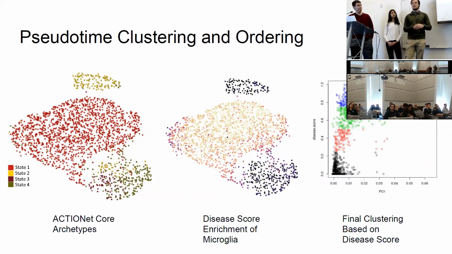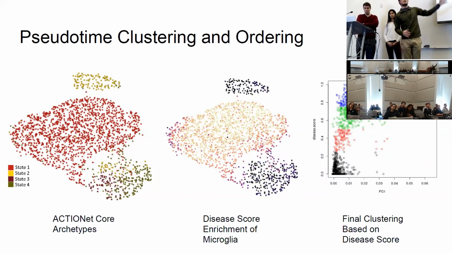Having identified this first cell state as our disease-associated state, we were able to assign a score, what we call the disease score, for each individual cell. And that's what this middle figure here is. This is the same gradient that you saw earlier when you were looking at all the cell types. And we were able to use that score to bin the cells, and that's what the final clustering is on the right figure.